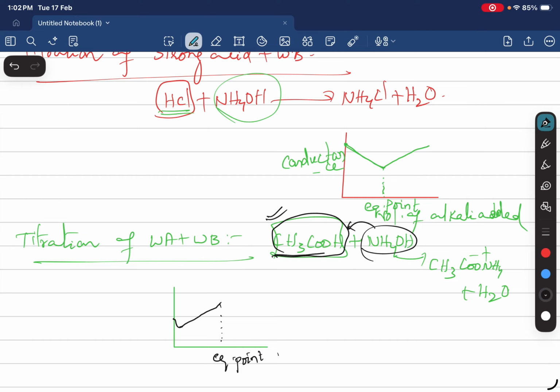So CH3COOH is a weak acid. When we started adding NH4OH, the dissociation of the weak acid increases, because a weak acid alone is stable in molecular form. When we started adding base, the dissociation keeps on increasing, so it is increasing like this. But after reaching the equivalence point, and still adding weak base, it also slightly increases like this. So this is the graph for a weak acid versus weak base titration.